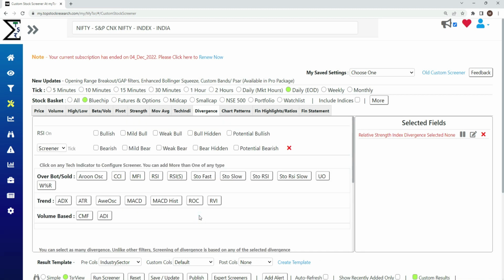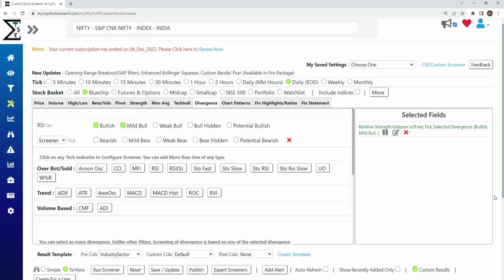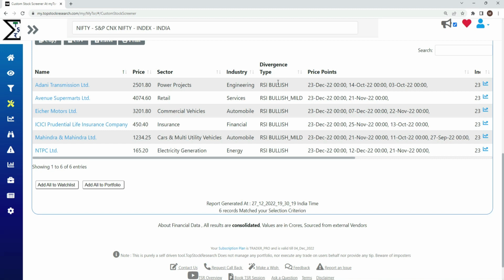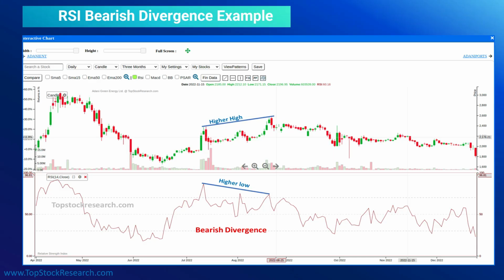Unlike a lot of other screeners, you can screen multiple different kinds of divergence in one single screener, right? So when you do this divergence, you'll find that either it is bullish or mild bullish, right? It tells you this, and it also tells you the price points and the indicator points out here, right? So that was about the divergence.